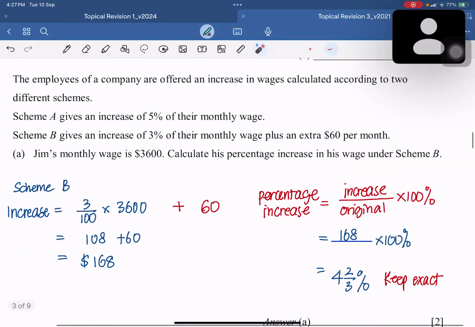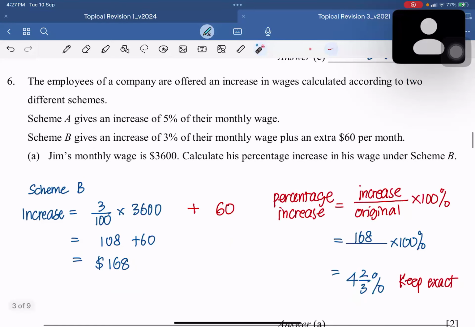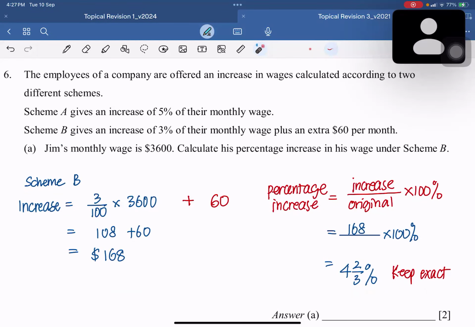Question number 6. I'm not sure if you all need it, but I think it's quite doable. Under scheme A is a 5% increase of the monthly wage. Scheme B is 3% of the wage plus an additional $60 per month. So what is scheme B's increase? Increase by the 3% first. I found 3% of the original salary, 3,600. So I get this. And a $60 extra. So this is the increase, 168.